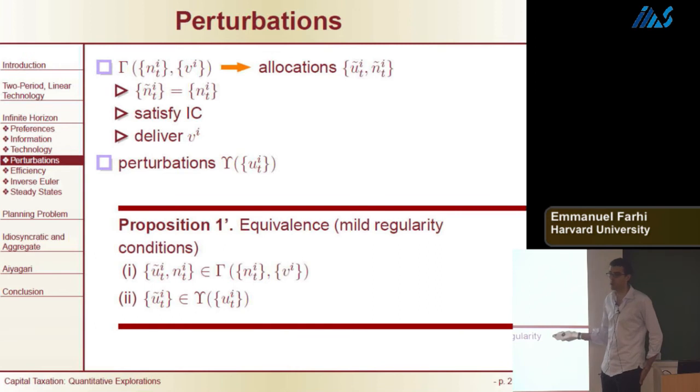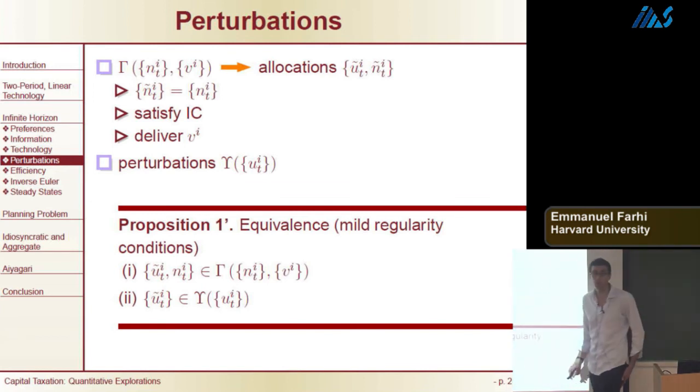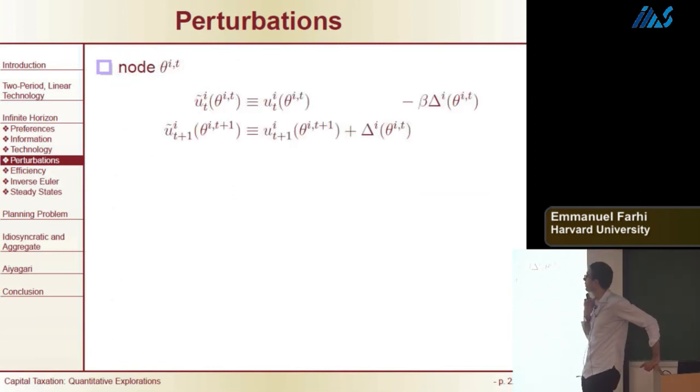There are some regularity conditions that are needed in order to apply the envelope condition, but let me not go into that. So to a large extent, these two sets are equivalent, as they were in the two-period model. So we still have this thing: a given labor allocation, a given utility. We have a set of consumption allocations that implements it, and they're all obtainable one from the other using these parallel perturbations. So the only thing we can do is shift around the intertemporal allocation of consumption.